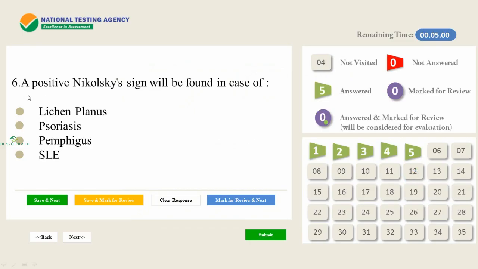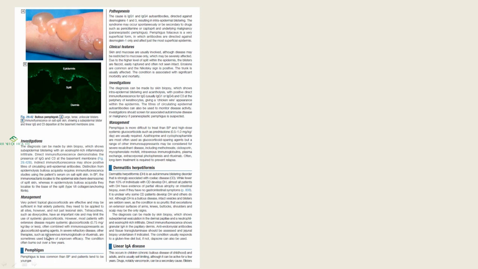And the next question: a positive Nikolsky sign will be found in which case: Lichen planus, psoriasis, pemphigus, SLE? The answer is pemphigus. Nikolsky sign, Gottron sign: so many signs are there in dermatology, very interesting and clinically very useful. You have to go through this, make notes and revise. Pemphigus is less common than BP, bullous pemphigoid, and patients tend to be younger.